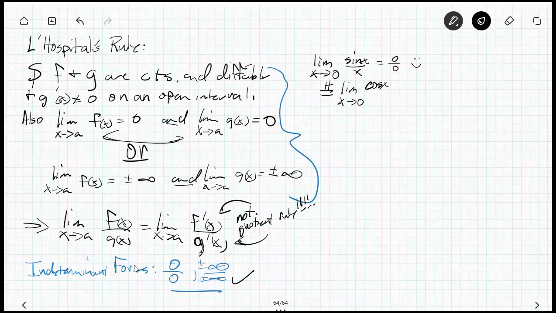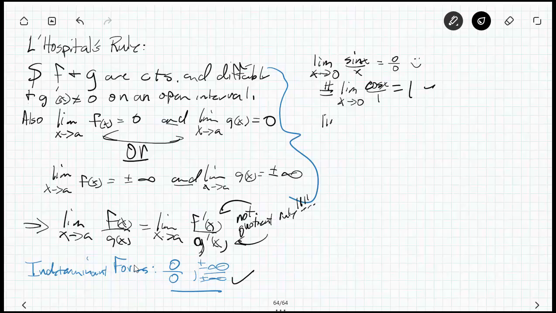cos x. What's the derivative of x? 1. Yay! The limit as x approaches, excuse me, as x approaches 0 of cos x over 1 is 1. Yay! See how much easier that is? Such an easy proof. All right? Super simple. All right? We can also use L'Hopital's in a really kind of interesting way.